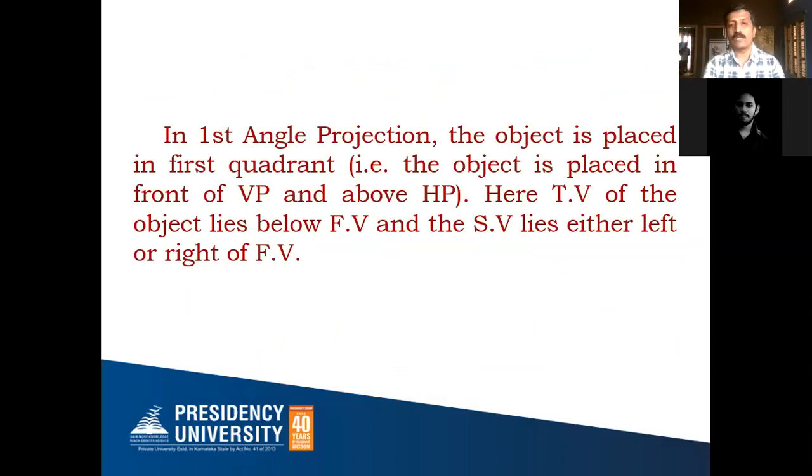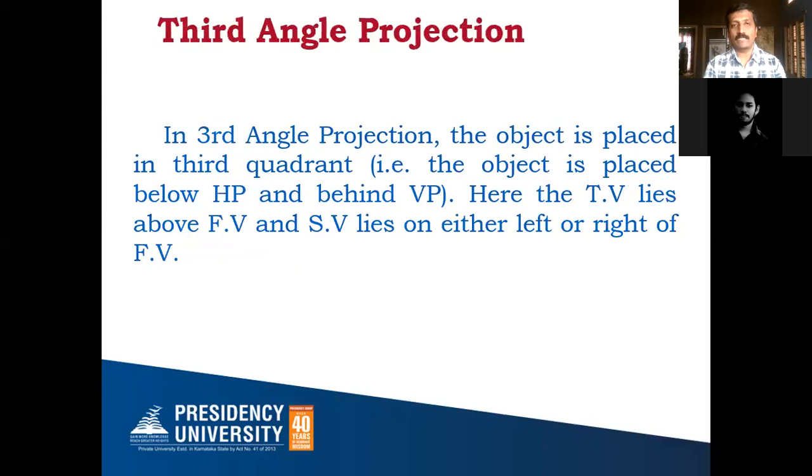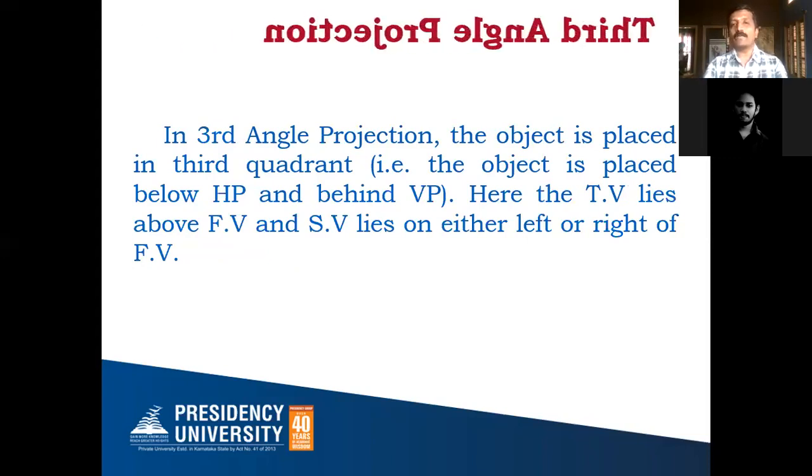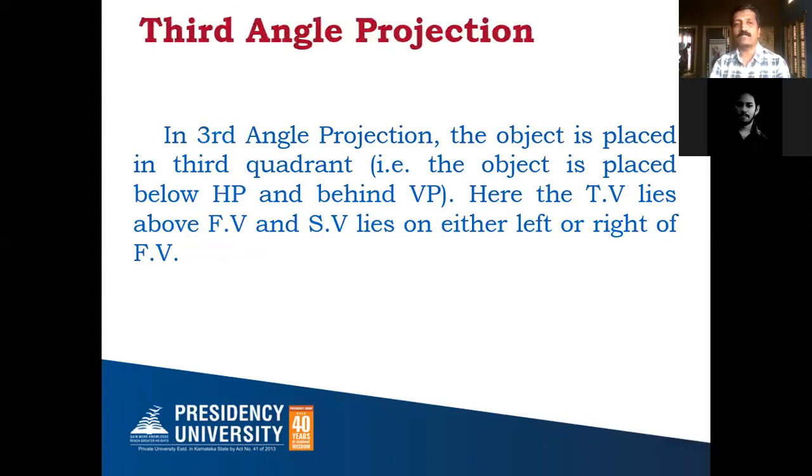That is front view as well as top view. And side view also lies either left or right side of your front view. Coming to the third angle projection system. In third angle projection system, the object is placed in the third quadrant. What is the position of the object with respect to the third quadrant? It is below HP and behind VP.